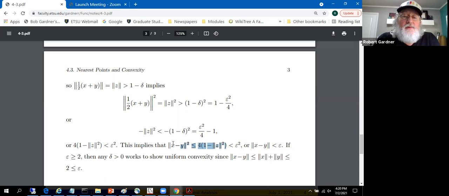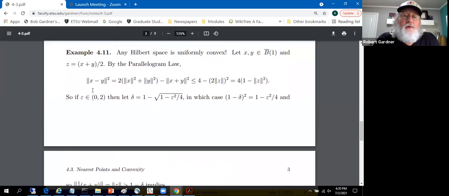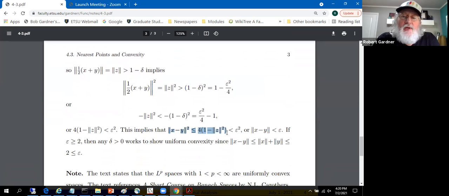This we had from the parallelogram law right here. Norm of x minus y squared less than or equal to 4 times 1 minus norm of z squared. So we're using that parallelogram law part. We just saw this quantity is less than epsilon squared as we derived from that. So our choice of delta, it looks like it works. Take a square root of both sides, it preserves the inequality. And we get the norm of x minus y is less than epsilon. And that's what we were looking for.